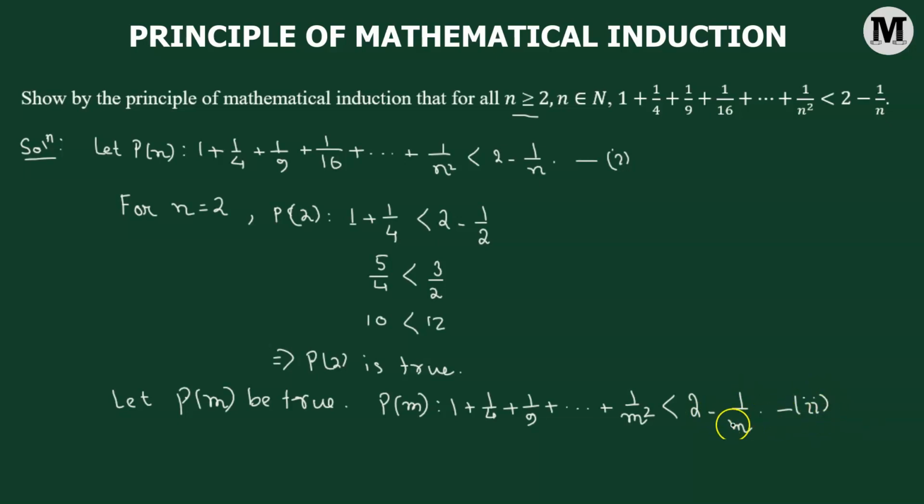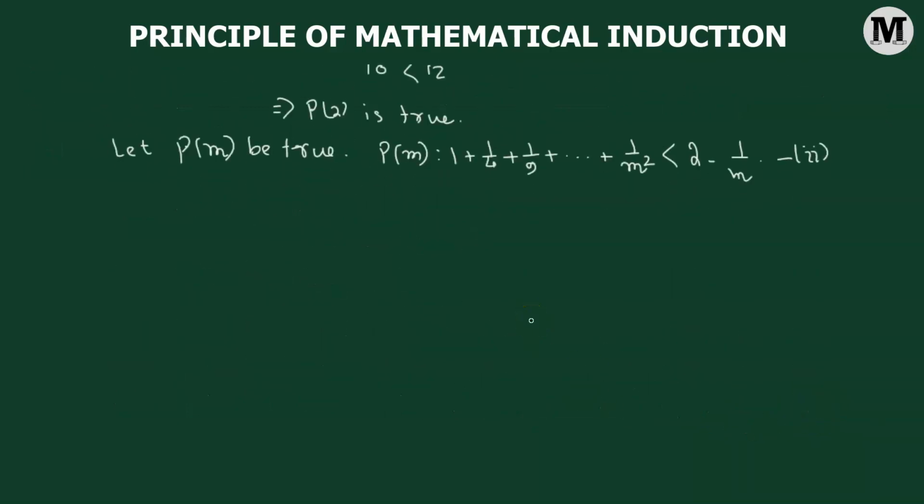So we're supposing that this is a true statement, and with the help of this statement, our goal will be to verify that if we consider the next consecutive natural number, which is m plus 1, the statement P of m plus 1 must be true as well. That is our goal in this problem. So what is the statement P of m plus 1? Let's try to write it down.